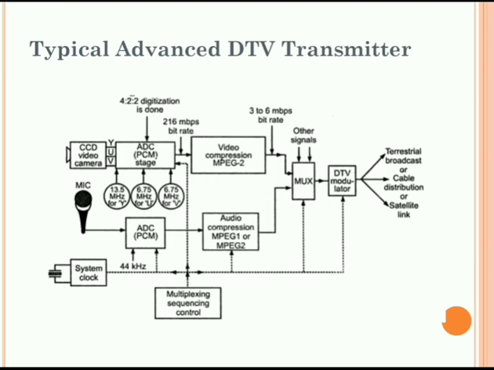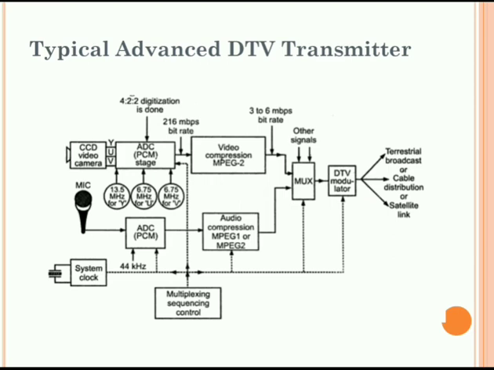This is a typical advanced DTV transmitter. We will see here we are having a CCD video camera whose outputs are Y, U and V signals. After that we are having ADC, that is the PCM stage, analog to digital converter. After that we are having video compression, that is MPEG2. This technique we are using for the purpose of compression. After that we are having a multiplexer.